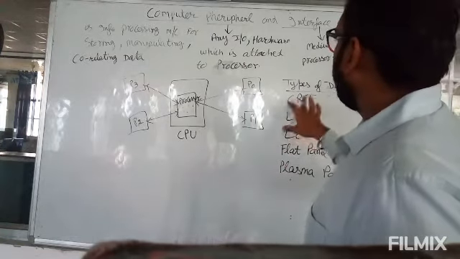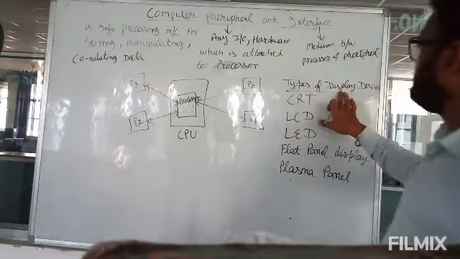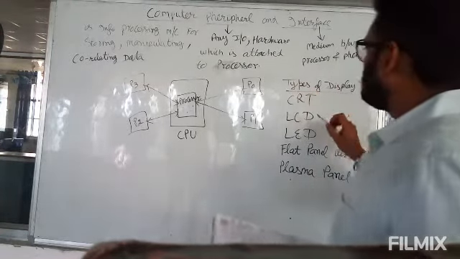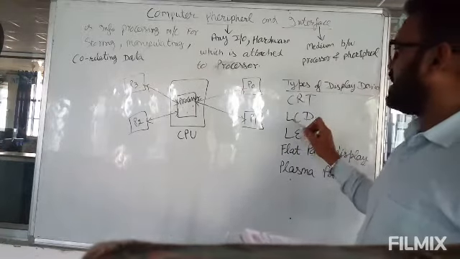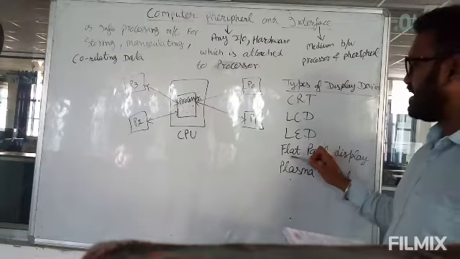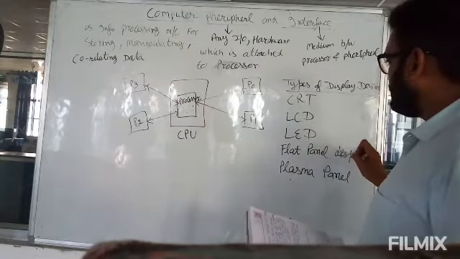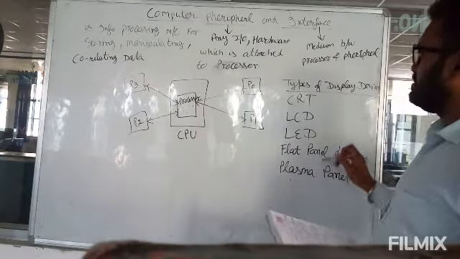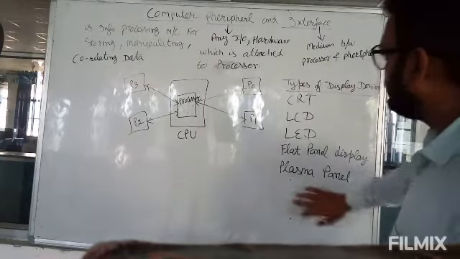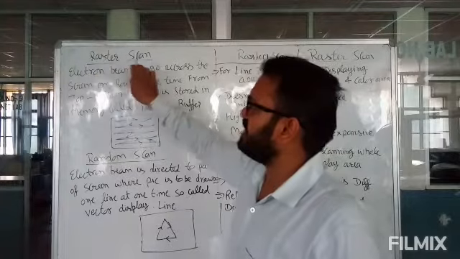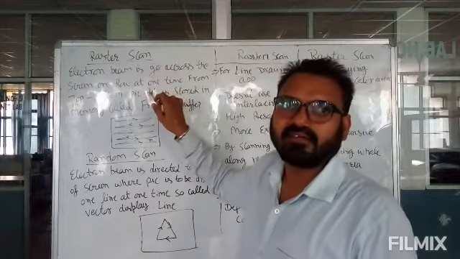Now we come to the types of display devices. First one is CRT, second one is LCD, third one is LED, number 4 is flat panel display, and number 5 is plasma panel. These are the types of display devices. Raster scan and random scan.